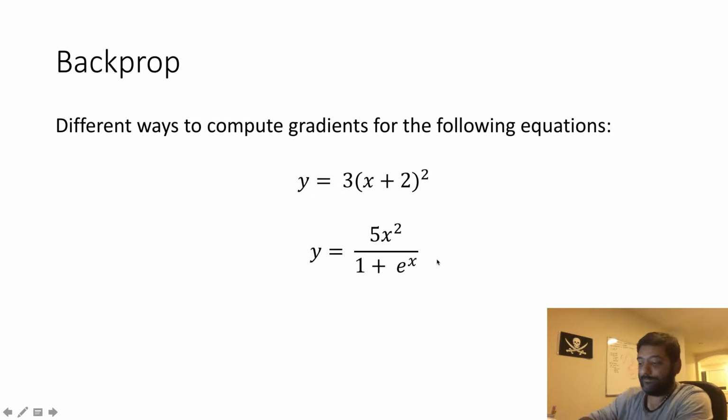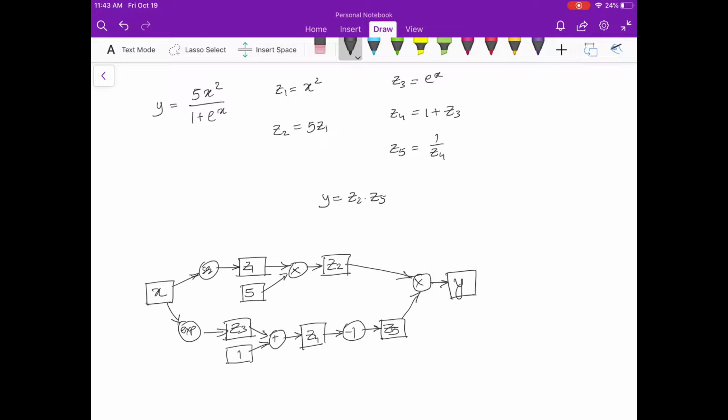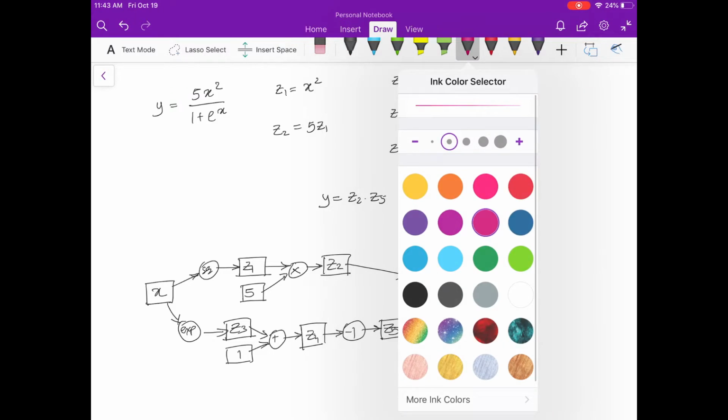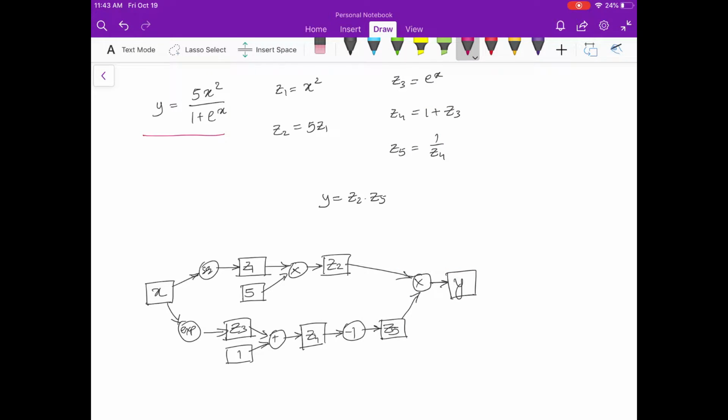Let's get started. Now in the video for compute graph, we saw the slightly more complicated equation, y equals 5x squared divided by 1 plus e to the power x. And this is all the constituent intermediate variables that we got. The only change here is that I've defined a new variable z5 equals 1 divided by z4, or the inverse of z4. And so y now becomes a product of two intermediate variables z2 and z5. Back in that video we had y equals z2 divided by z4, and I've simply replaced 1 divided by z4 with z5. That's the only change you see here.